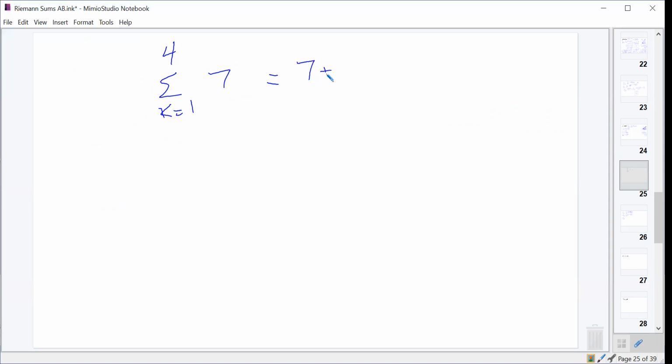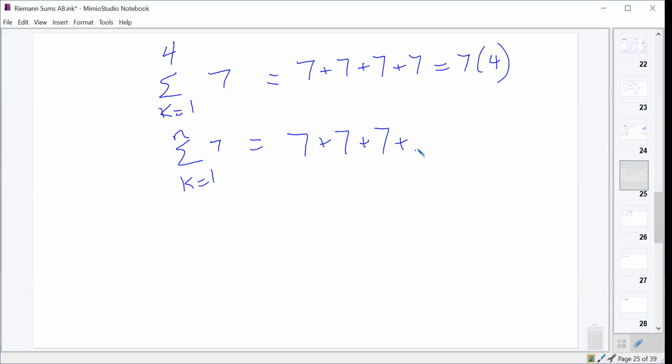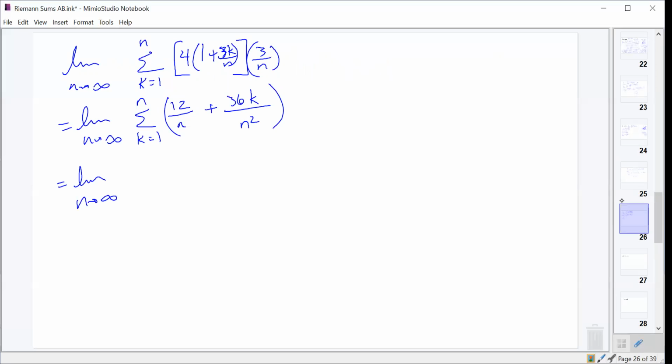7 times 4. Right, it was 7 plus 7 plus 7 plus 7, or it was 7 times 4. So if I wanted to do the sum from k equals 1 to n of 7, I would do 7 plus 7 plus 7 n times, right? What would that be? 7n. So here I'm adding together 12 over n, n times.